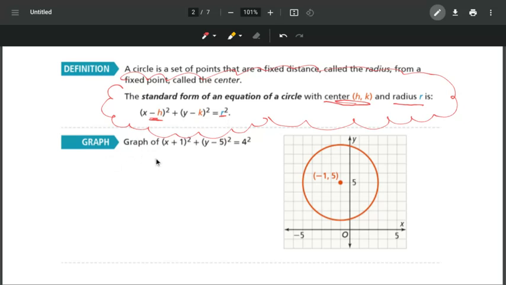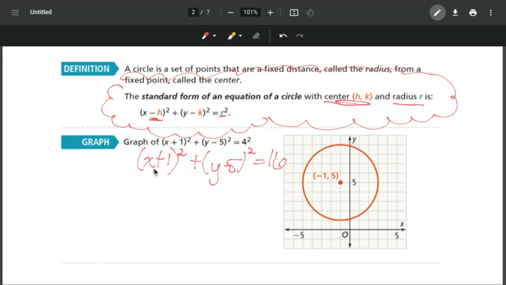Here is an example of one that's already done. This is the graph of (x plus 1) squared plus (y minus 5) squared equals 4 squared. If you see this written in a problem, you'll probably see it written more like (x plus 1) squared plus (y minus 5) squared, and instead of 4 squared, they'll write it as 16. Then it'll be up to you to pick out the radius.